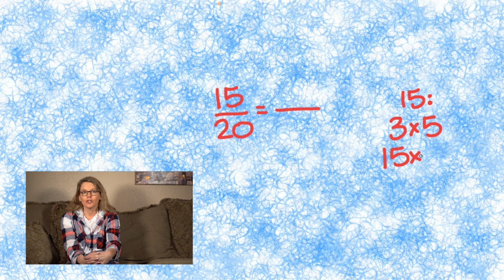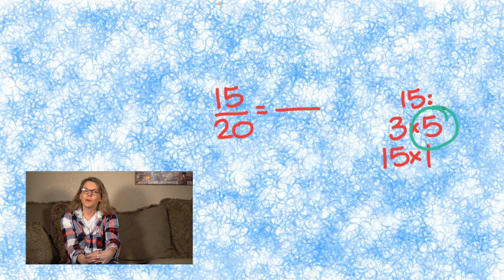15/20. You need to look at both numbers and determine what number goes into both. I look at one of the numbers, like the 15, and see what goes into it. I know that 15 is 3 times 5 and 15 times 1. Do any of these also go into 20? Yes, 5 does.